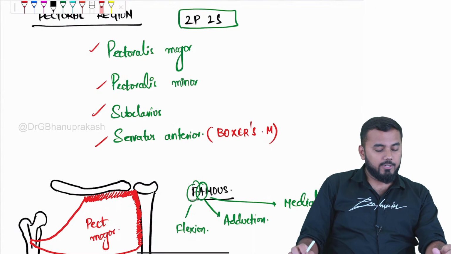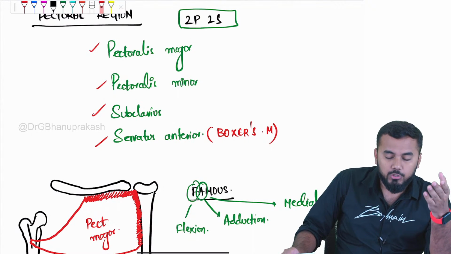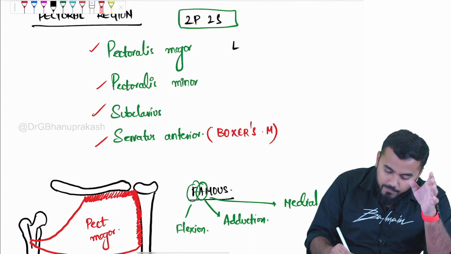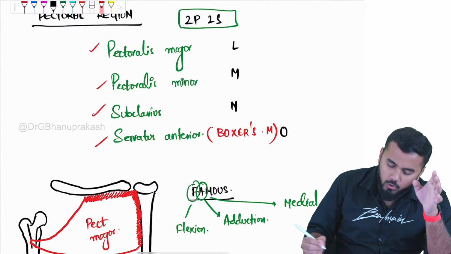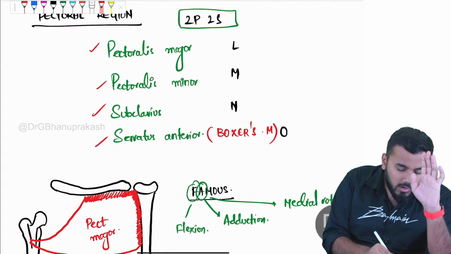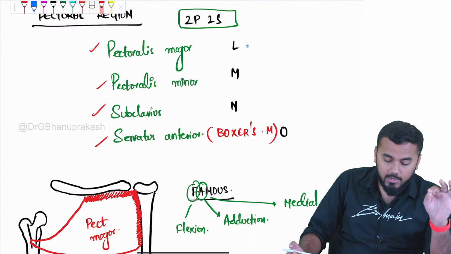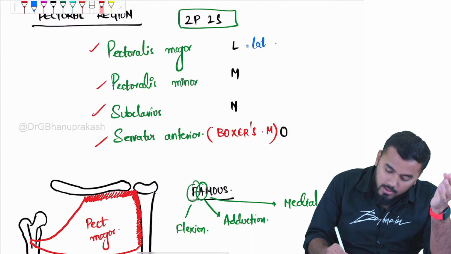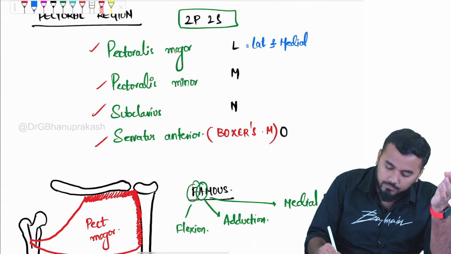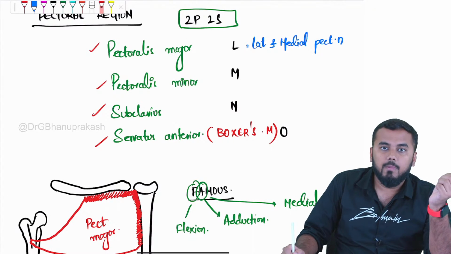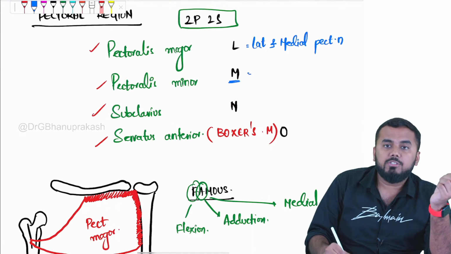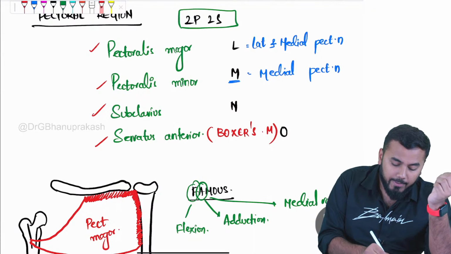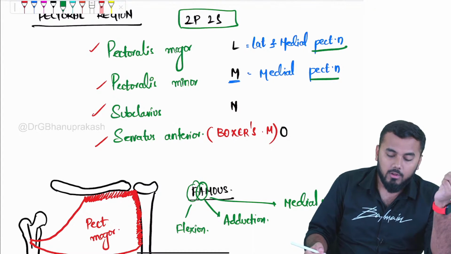Now before I tell you the nerve innervation, all of you know the alphabets, right? You know A, B, C, D, E, F, G. You also know L, M, N, O, P, Q, R, S, T, and so on. Now what does L stand for? L stands for lateral pectoral nerve, L means lateral and medial pectoral nerve. Then what does M stand for? M stands for medial pectoral nerve. Pectoral is common because we are supplying the pectoralis muscles.